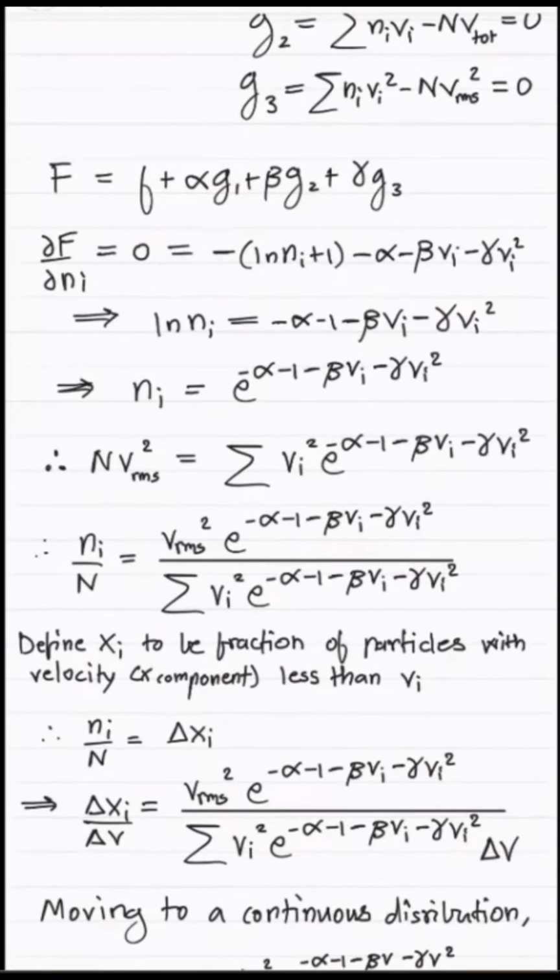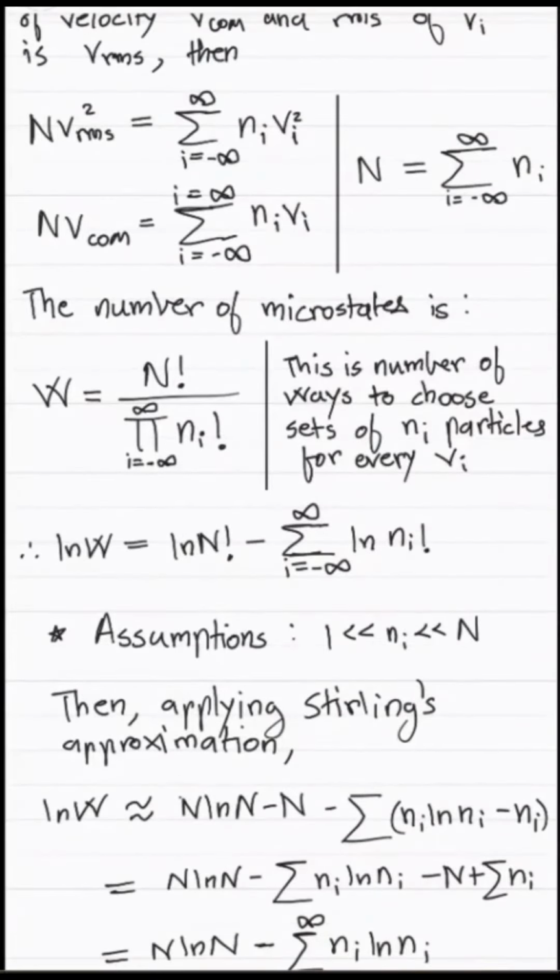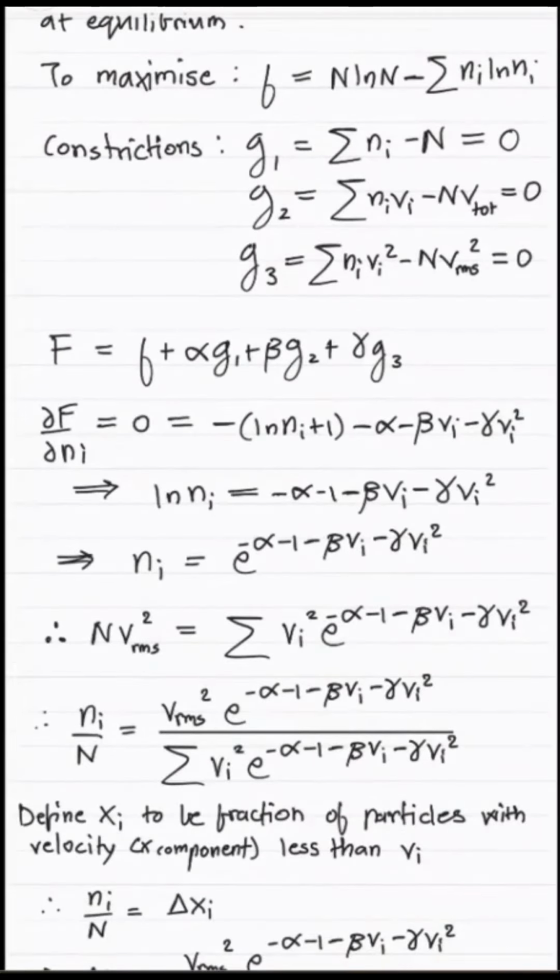So what that will give us is natural log of ni is equal to negative alpha, negative 1, minus beta vi minus gamma vi squared. So we can write small ni equal to e power negative alpha, negative 1, negative beta vi, negative gamma vi squared, right? And then using this for our restrictions themselves, you can just put ni equal to that value into this equation, or all these equations in fact.